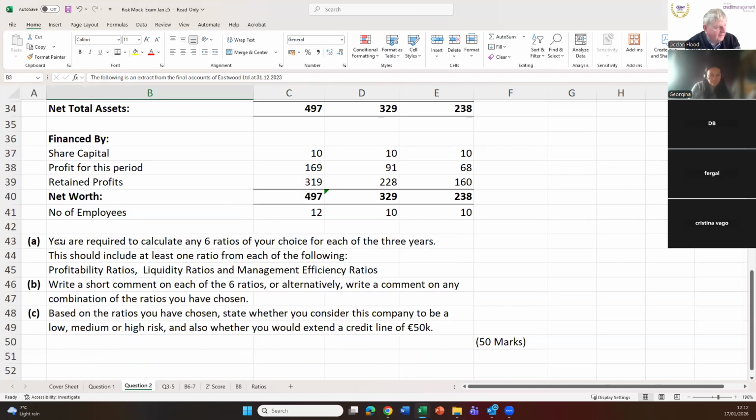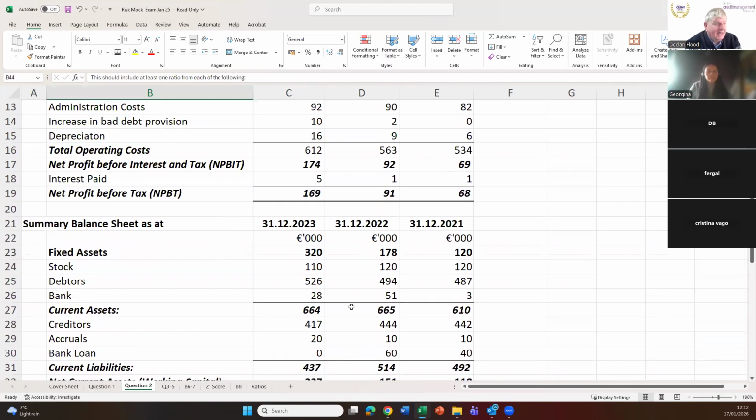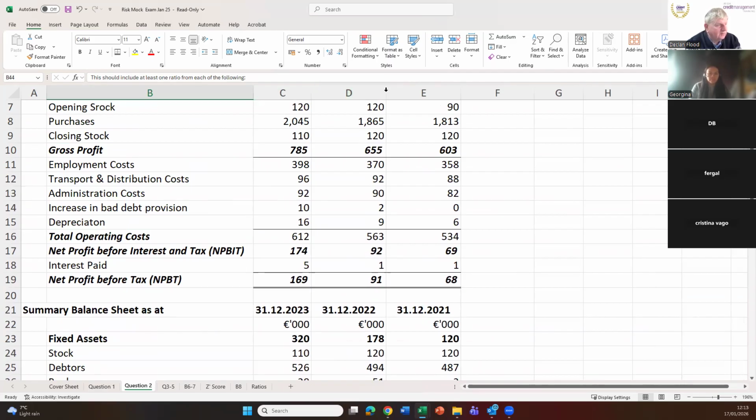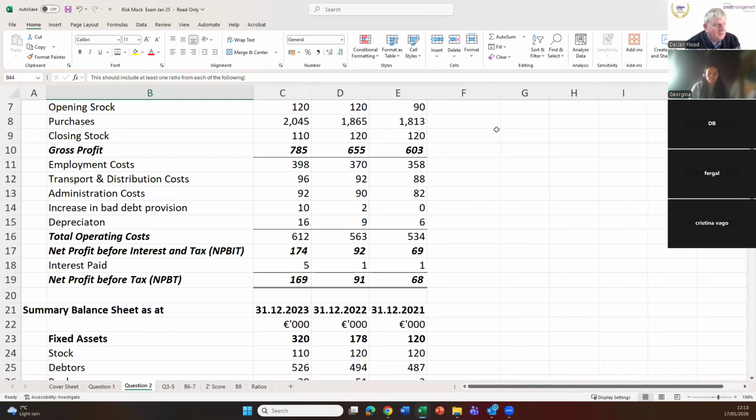And again, there are three things you're asked. You're required to calculate any six ratios of your choice for each of the 3 years. So that effectively is doing 18 sums, isn't it? It's three sixes, or 18. How I would do that, let me tidy this up a bit for you. So six ratios: I would pick which six ratios I'm going to do.